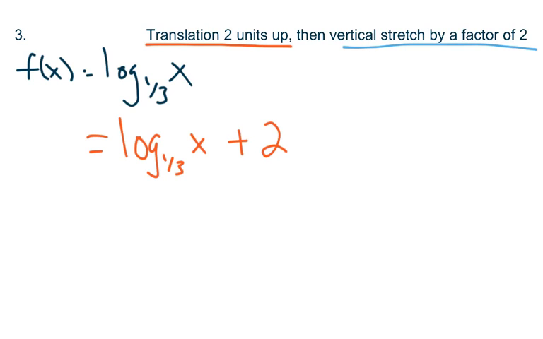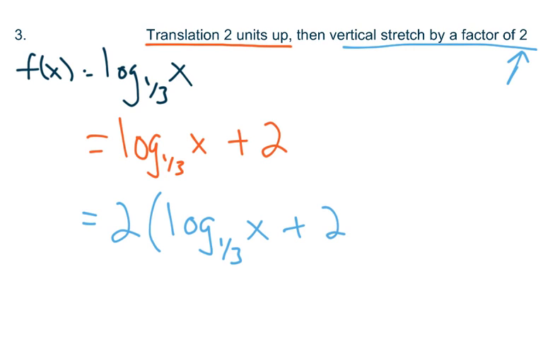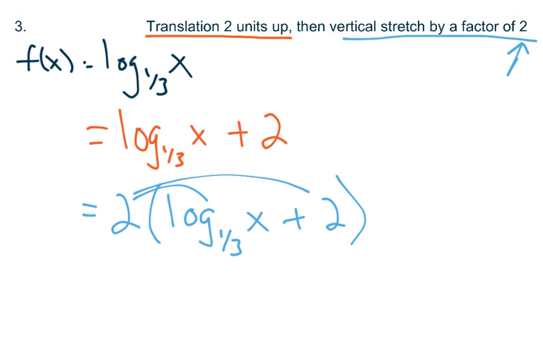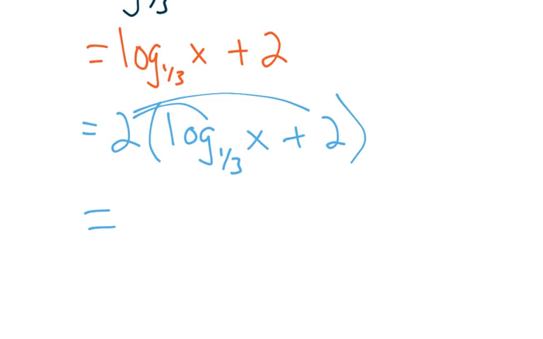Now we got to talk about the vertical stretch by a factor of 2. If it's vertical and a stretch, we're going to multiply the entire function by our factor. In this case, it's 2. So we'll have 2 times the whole function, not just the log, the entire function. Log base 1/3 of x plus 2. This is going to be distributive property. We can take 2 times the log base 1/3 of x, and we can take 2 times 2. So what this is going to look like is 2 log base 1/3 of x plus 4.